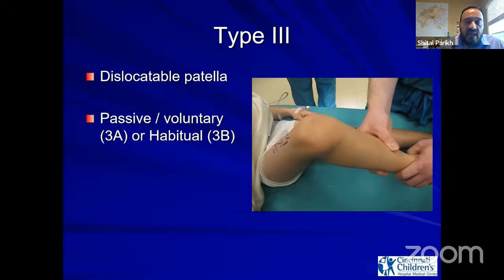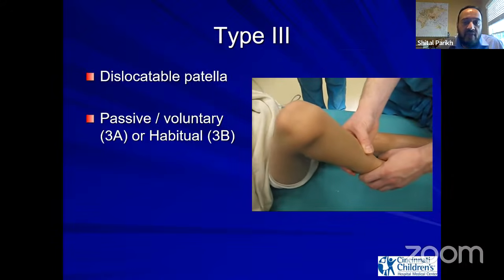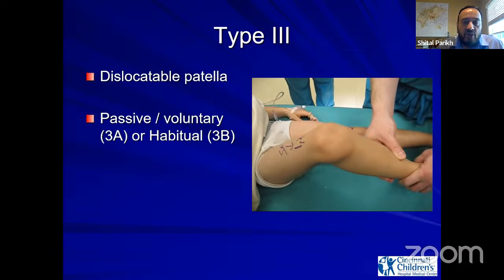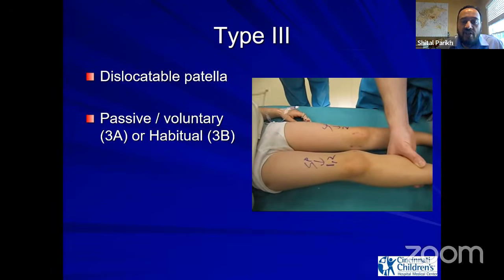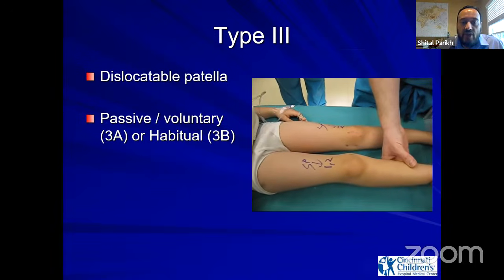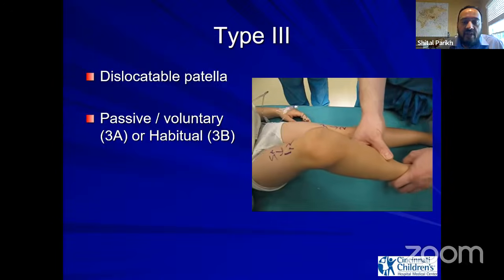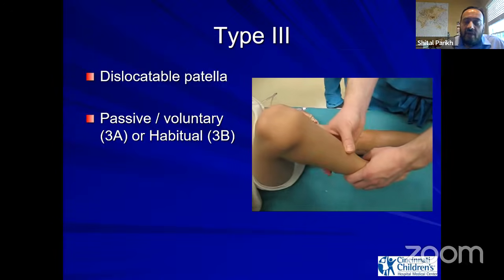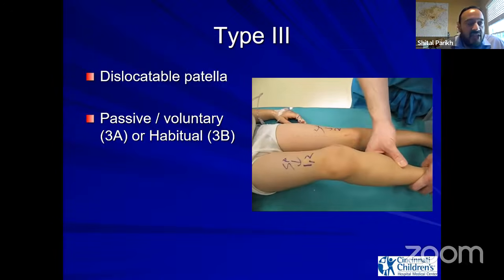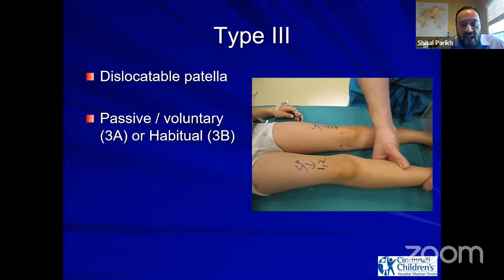Type 3 is a patella that dislocates with every cycle of flexion and extension. So here you can see that in extension the patella comes back, but as soon as we flex, the patella dislocates. Now, one thing we have to differentiate is that whenever there is a tracking issue of the patella, before doing an MPFL reconstruction, the tracking has to be restored.